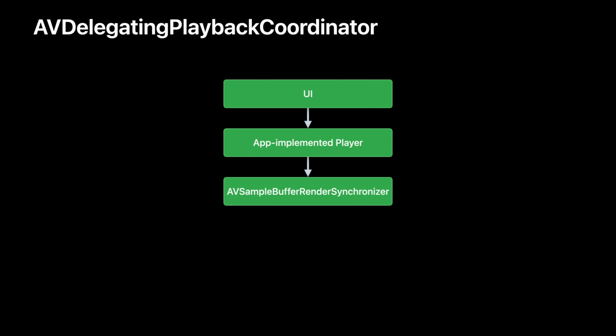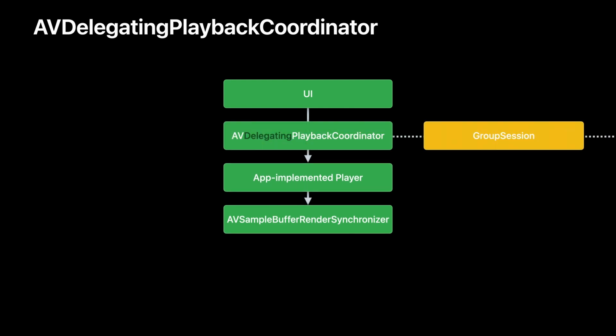Your UI controls the player, which uses one of the other system rendering APIs underneath. The delegating playback coordinator fits in between your UI and your player implementation. As the name suggests, AV Delegating Playback Coordinator requires you to implement a delegate protocol that receives playback commands for playing, pausing, seeking, and buffering.